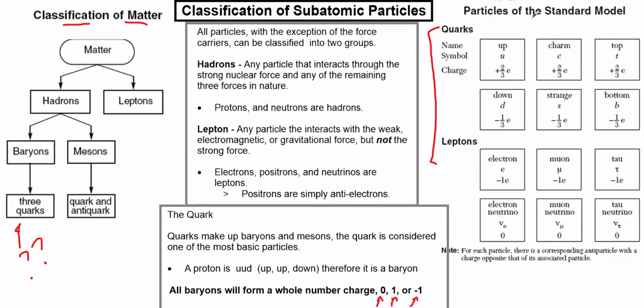Not only are there 12 fundamental particles, but there are also the antiparticle associations. So there are 12 antiparticles. All right, let's go through some examples.